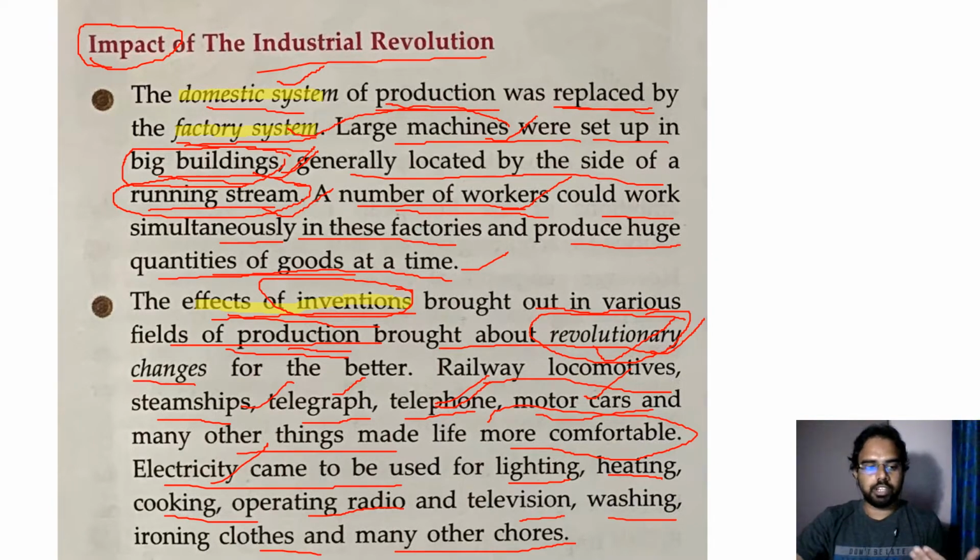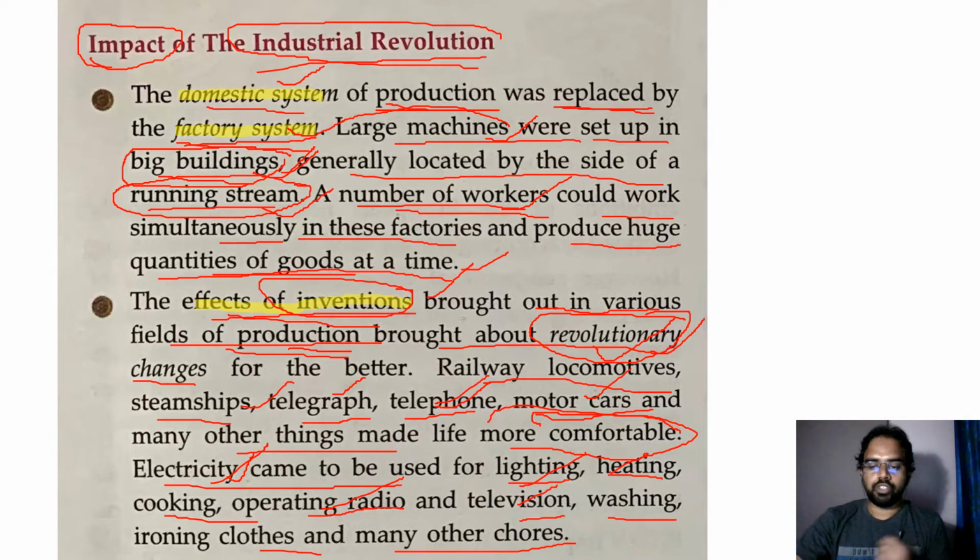What not? The impact of the Industrial Revolution was responsible for many inventions, like the telephone, railways, steamships, and electricity, and they made life more comfortable than in earlier days. Earlier, life was a little difficult with the traditional lifestyle. Now, with these modern inventions, made possible by the Industrial Revolution, life became more comfortable. Electricity for lighting, heating, and operating radio and television all became very easy, and it added comfort to the lives of people.